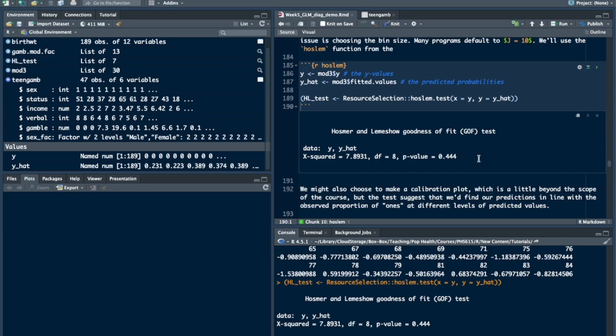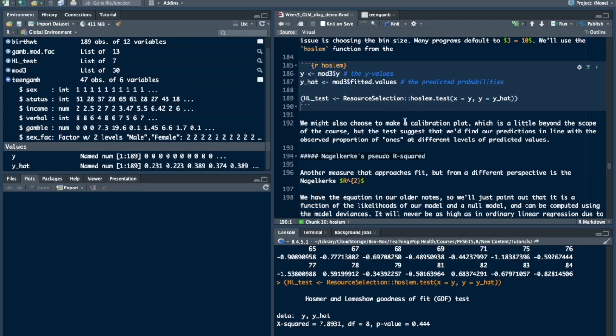Now, people don't like this test because it's only using 10 groups. It's rather arbitrary. This is a test which in the prediction literature is known as a calibration test. Is your model well calibrated to the predictions? Do your model predictions match reality? There are all different ways you can do that. This is a quick and dirty one. There are other things you can do.